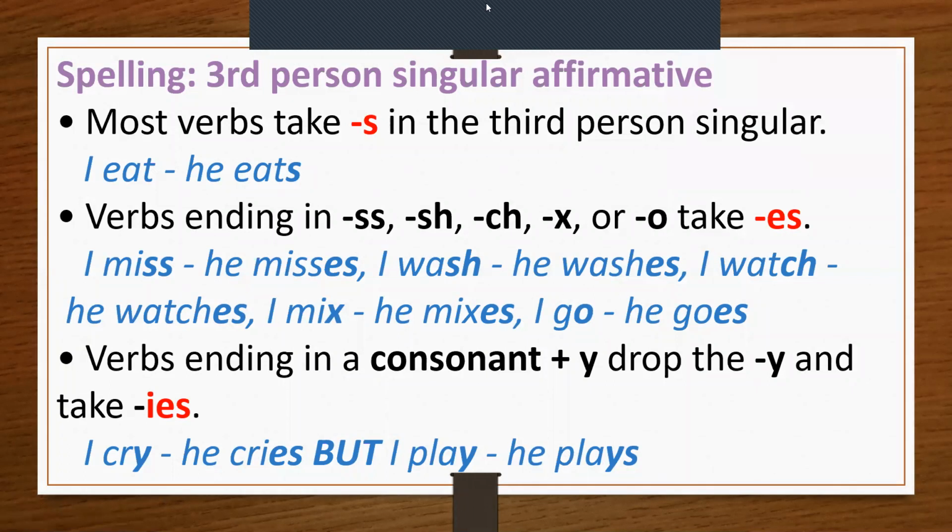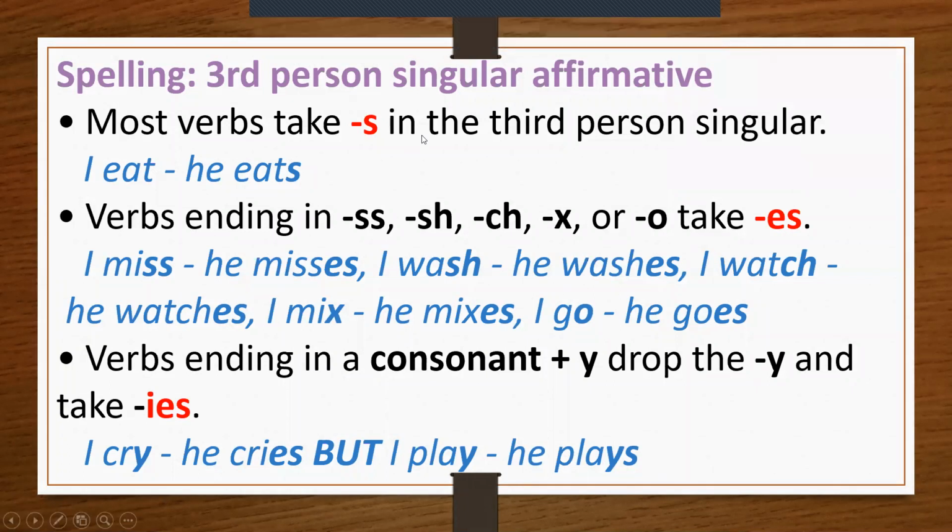As I mentioned, in the third person singular, in the affirmative, we can have three cases: s, es, or ies at the end of the verb. Most of the verbs take s for the third person singular. For example, I eat, he eats. Verbs ending in ss, sh, ch, x, or o are going to take es at the end. For example, I miss, he misses. I wash, he washes, etc.